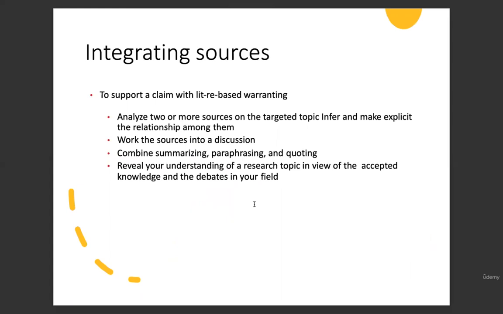So how would you do it? Analyze two or more sources on the target topic. Infer and make explicit relationship among them. Okay, read it critically. Work on the sources into a discussion. Combine, do not just summarize a work. Summarize, paraphrase, quote, but then analyze it, comment on it, to reveal your understanding of the research topic in the view of the accepted knowledge and debates in your field. Actually, this is the main reason why you're writing a literature review.